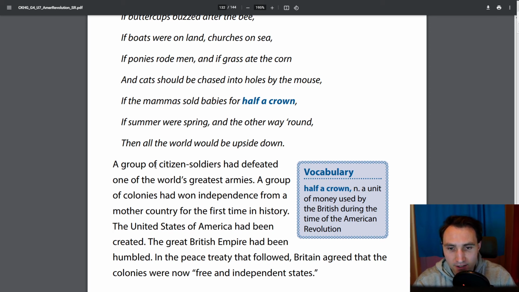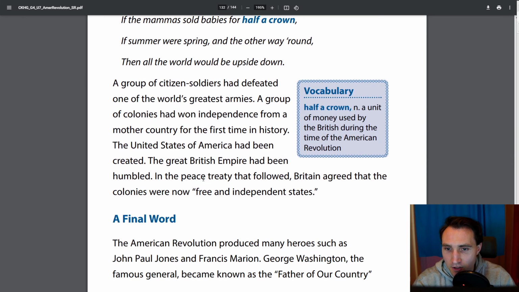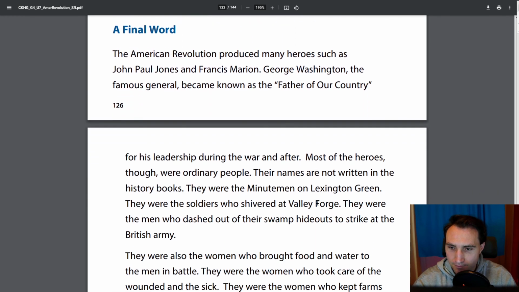So as we're reading, this is helping us understand and answer the big question. The United States of America had been created. The great British Empire had been humbled. In the peace treaty that followed, Britain agreed that the colonies were now free and independent states. All right, a final word. The American Revolution produced many heroes, such as John Paul Jones and Francis Marion. George Washington, the famous general, became known as the father of our country.